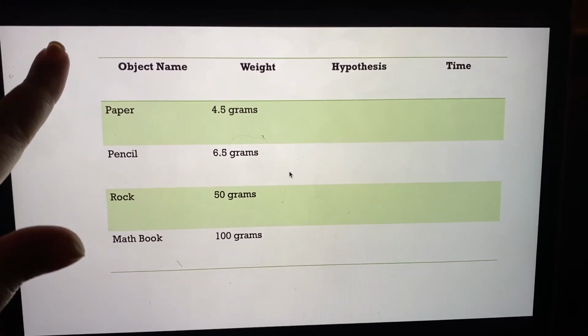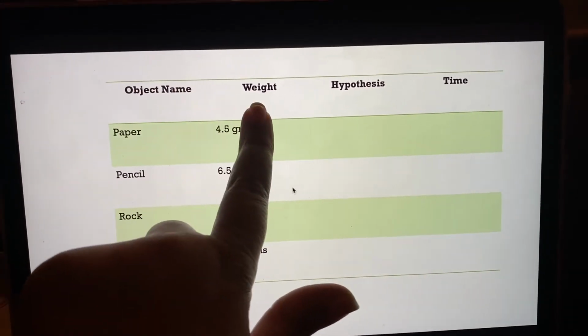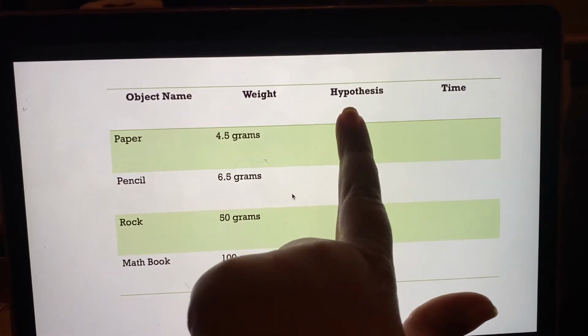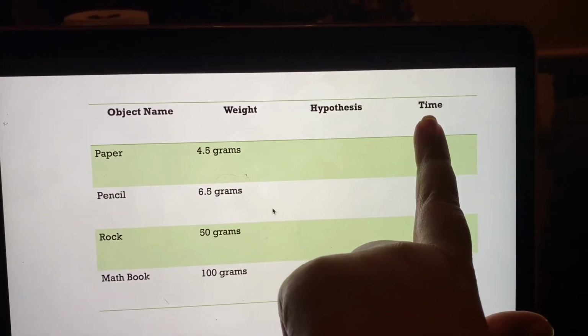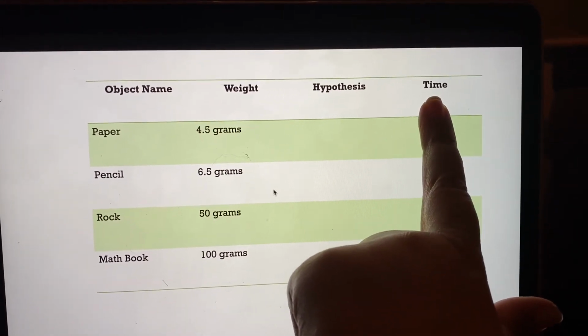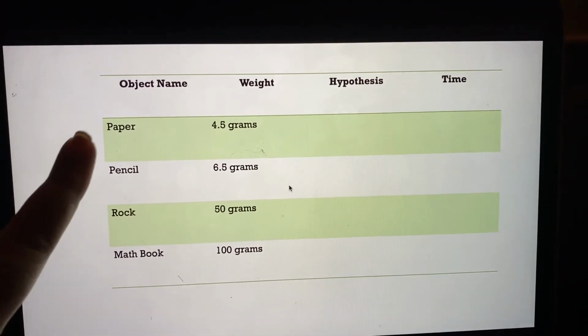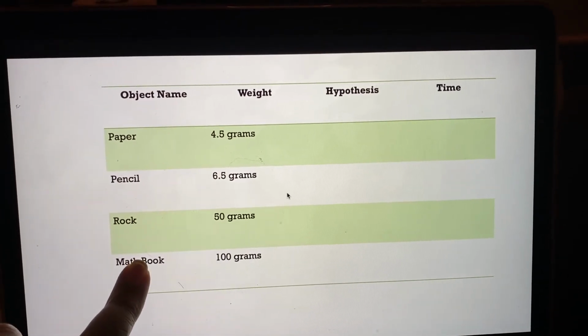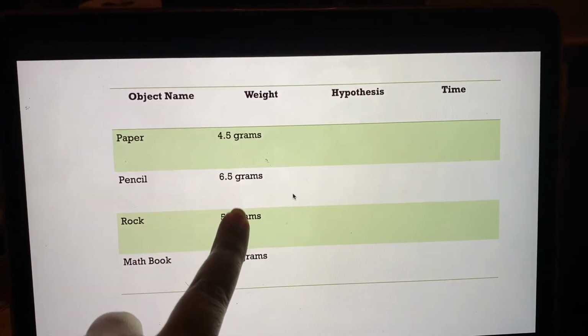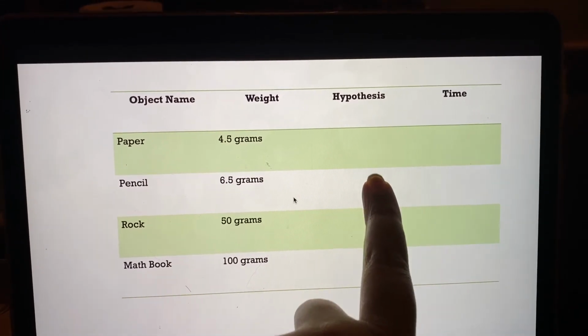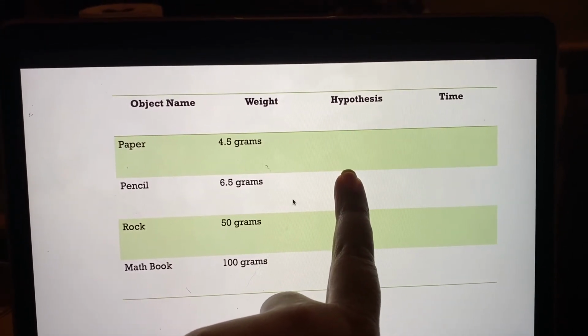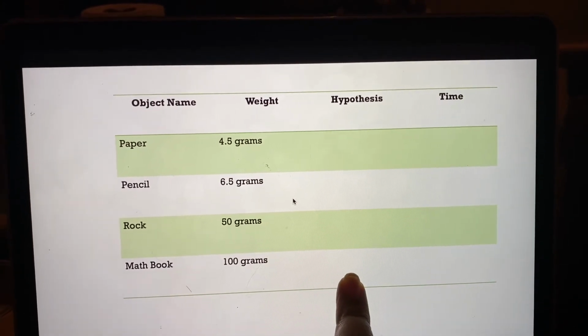You have your labels up top with object name, weight, your hypothesis of which will fall first to last, 1 through 4, and then we're going to measure the time it takes to fall from a measured distance. So here are my 4 objects. By now you should have your weights measured. Next, I want you to make your hypothesis of what's going to fall the fastest, number 1, to the slowest, number 4.